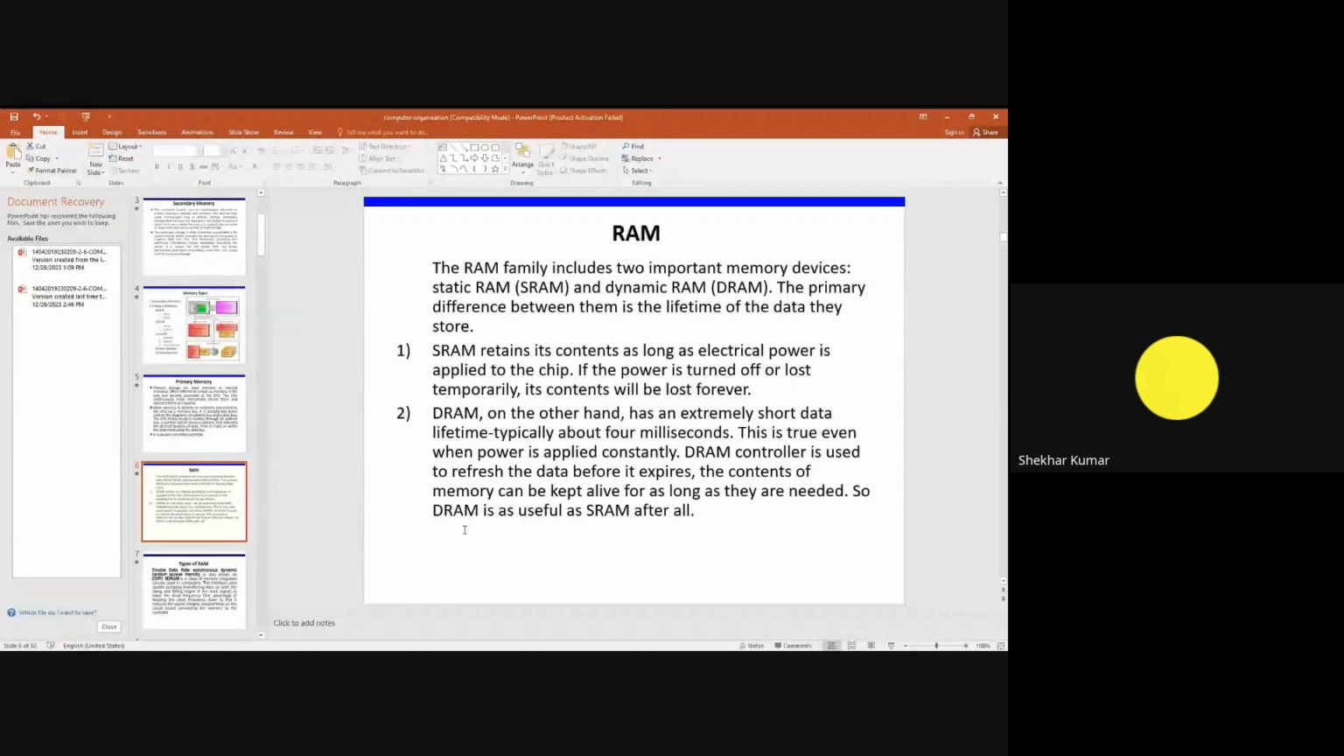And the capacitor needs a continuous refresh to retain the information since it is volatile. If there is a change in the data, it requires a refresh. So static RAM does not require a continuous refresh, but dynamic RAM requires a continuous refresh.